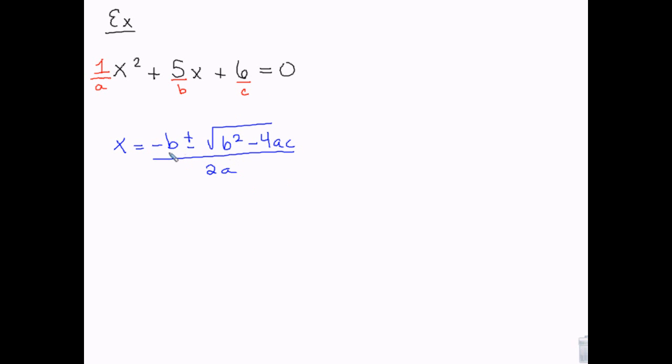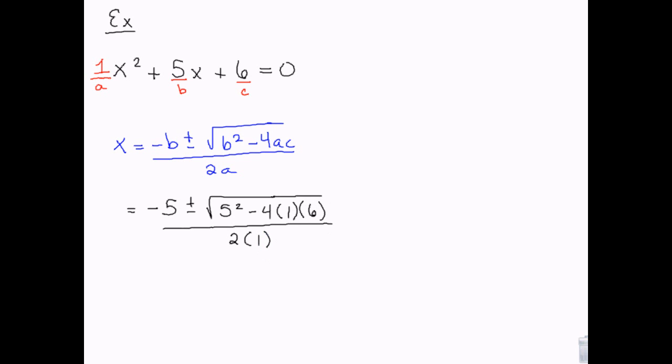Okay, both of the B's are going to be replaced by 5. Both of the A's are going to be replaced by 1. And the C is going to be replaced by 6. Just double check myself. Okay, so B is 5, so I put the 5 there. B squared, so 5 squared, minus 4 times A, which is 1, and C, which is 6, divided by 2 times A, which is 1.